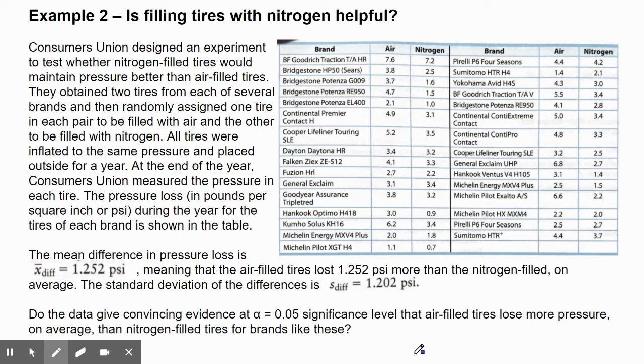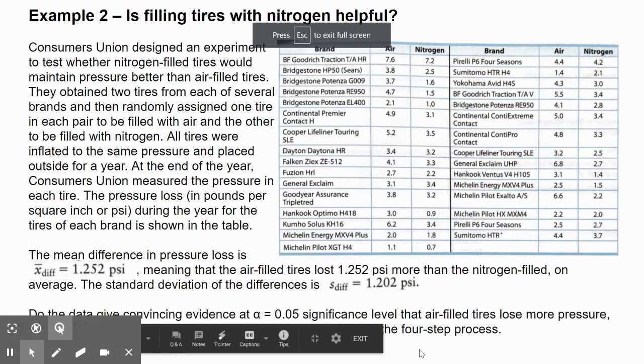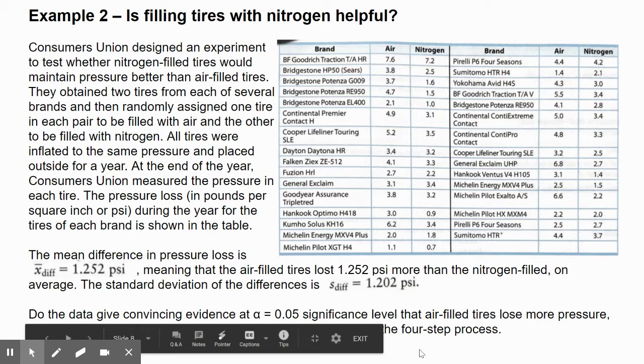Do the data give convincing evidence, at the alpha equals 0.05 significance level, that air-filled tires lose more pressure on average than nitrogen-filled tires for brands like these? And again, it should say use the 4-step process. I'll do that now. We're going to have to go back and forth a little bit because there are some important numbers on this page.